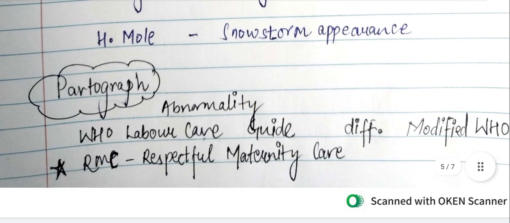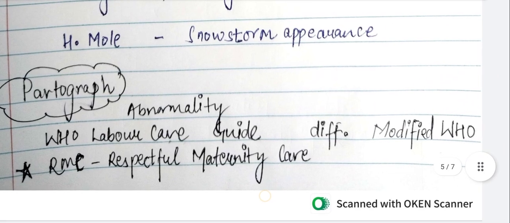Partograph: the abnormality, WHO labor care guide difference with the modified WHO partogram, and respectful maternity care. Like in the labor care guide, the first column is of the CPOP, that is companionship. You should know that thing. Respectful maternity care will cover that companionship. So you should know that question.